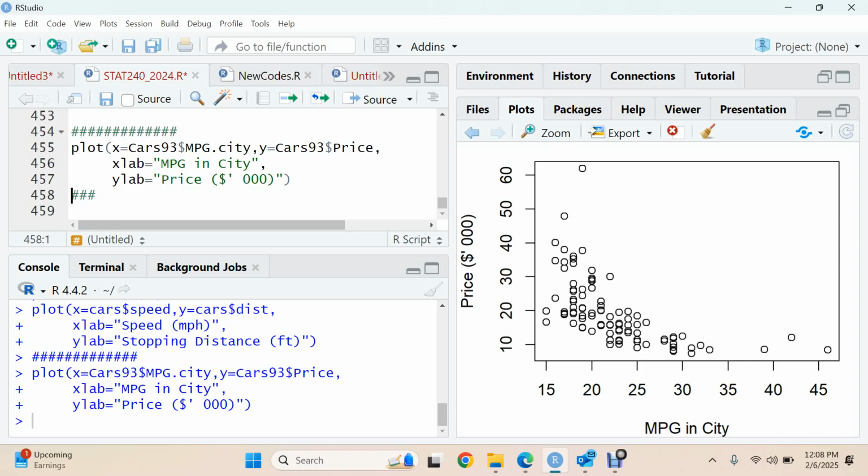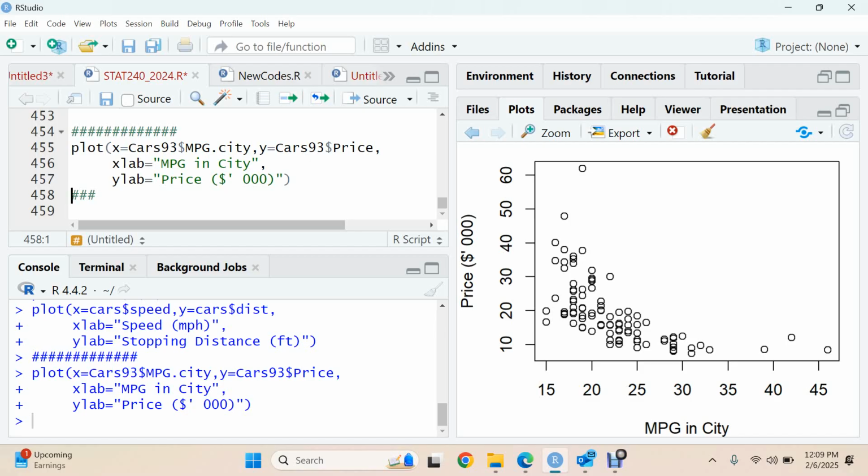Okay. So this is what you expect. There is a gradual decrease in what? The price as the MPG in city what? Or if a car with a high capacity MPG in the city has a lower price than a car with what? A smaller MPG value. That's it. Okay.